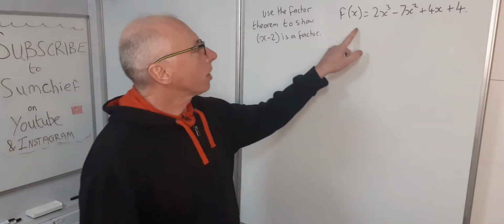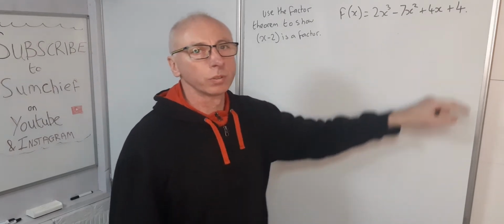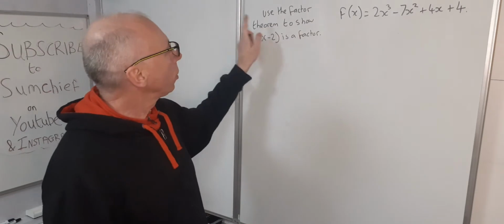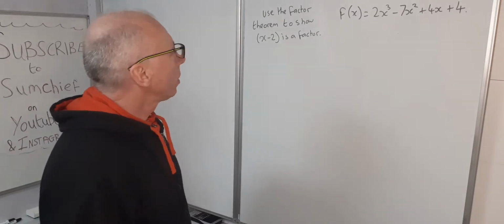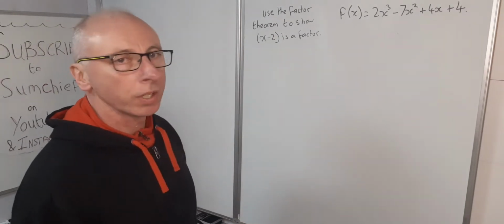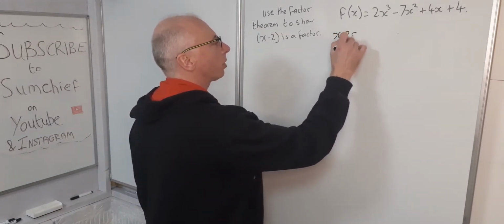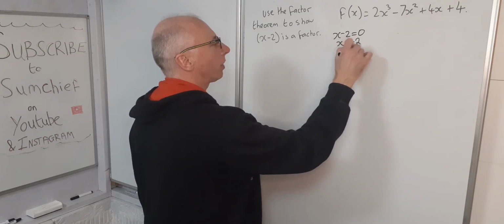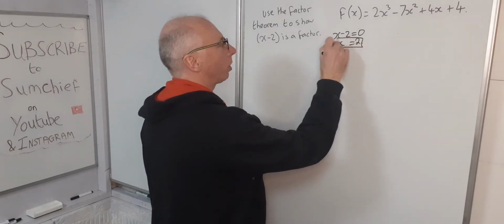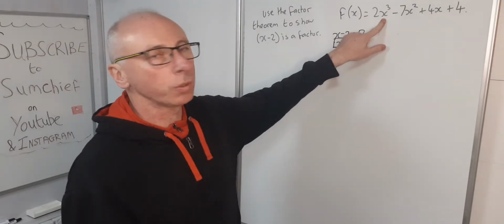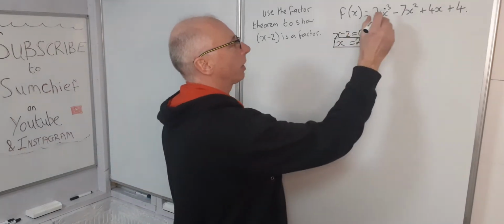Okay, so we're given this polynomial here, 2x cubed minus 7x squared plus 4x plus 4. And what we need to do first is use the factor theorem to show that x minus 2 is a factor. So how do we go about that? Well, if x minus 2 is a factor, then x minus 2 equals 0. So therefore one value we can have is that x equals 2. So then what we do is we plug in the value 2 into this, and we want to find it equal to 0. So let's start with that.